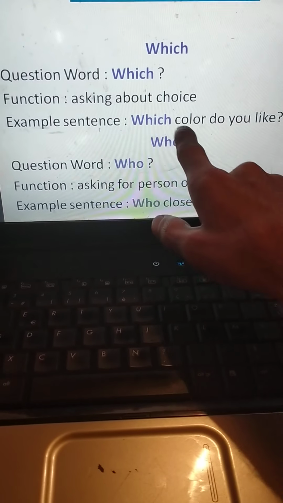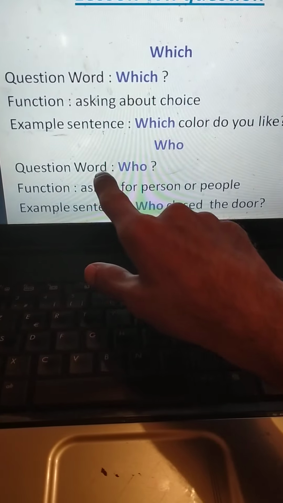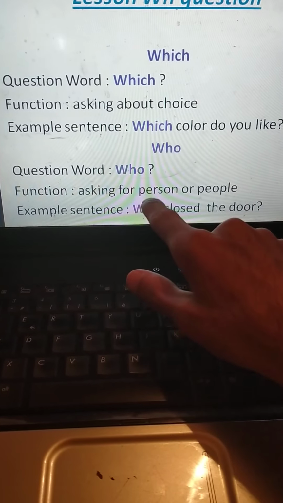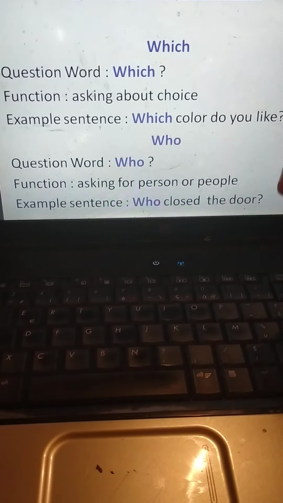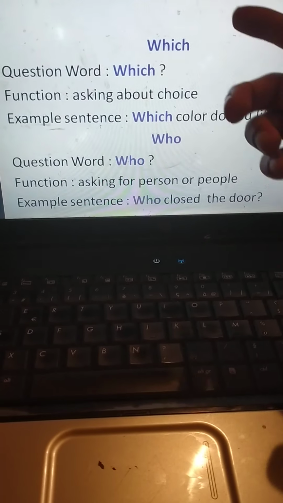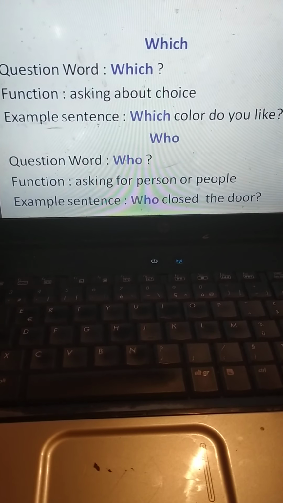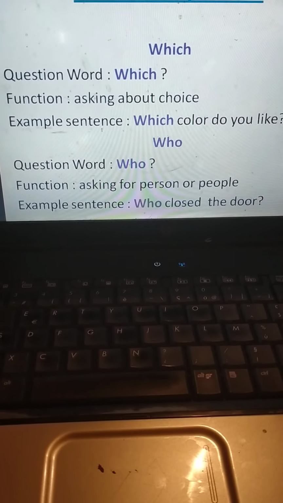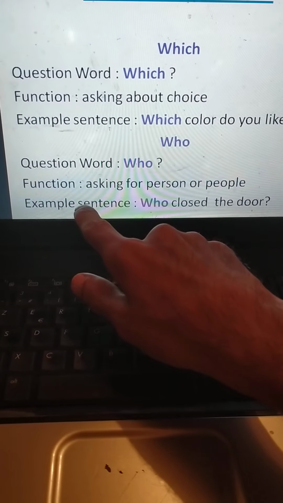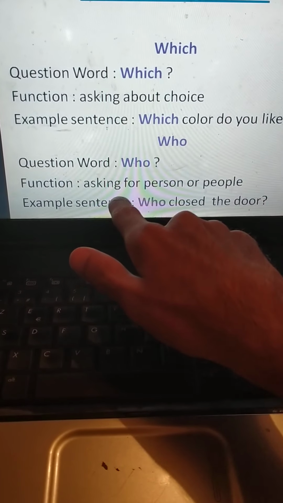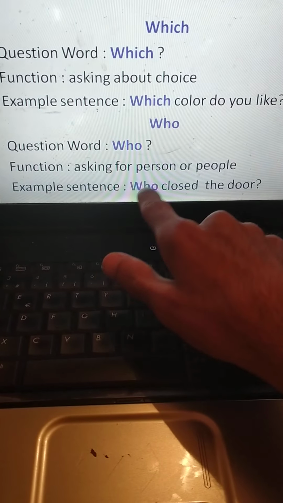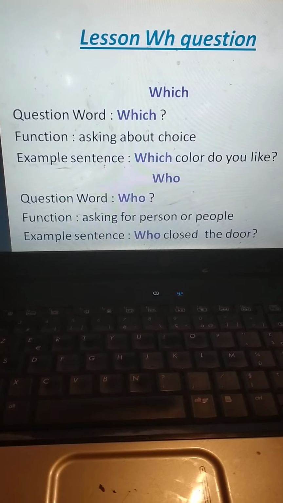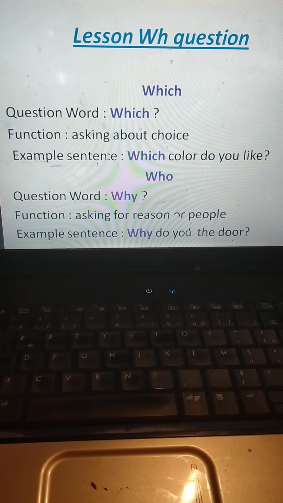And who? We have here who. Question word is who. Function, asking for a person or people. So we use who for people. We use which for choosing, because every word has a role. Example sentence: who closed the door? Okay, let's continue.